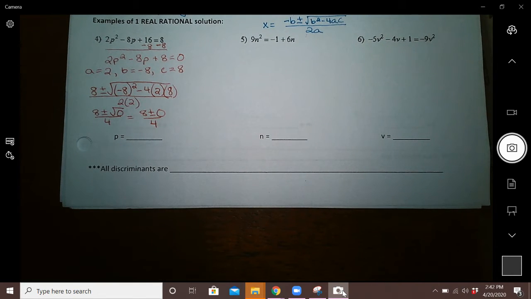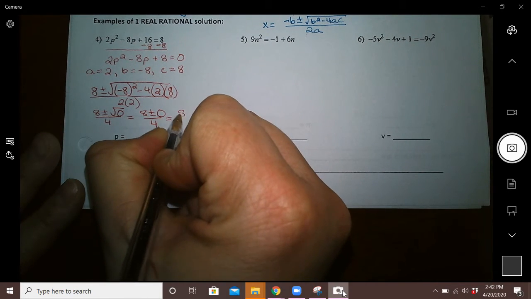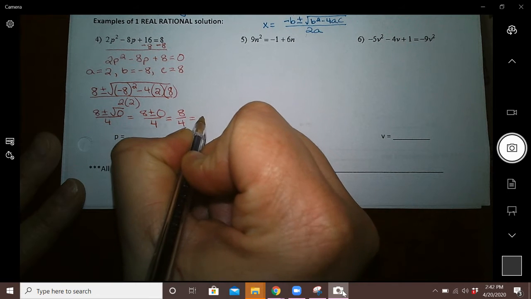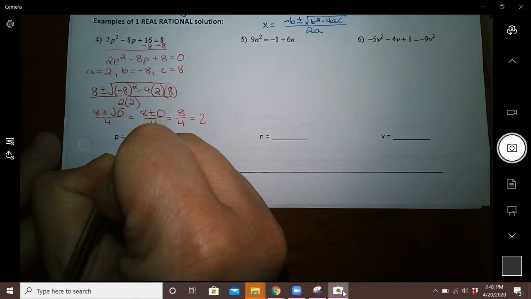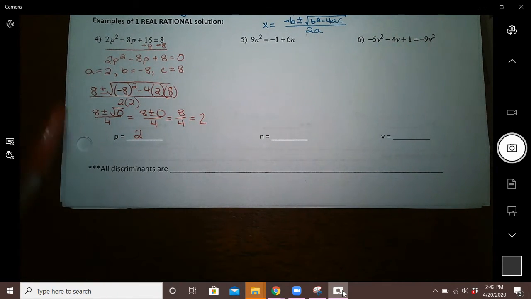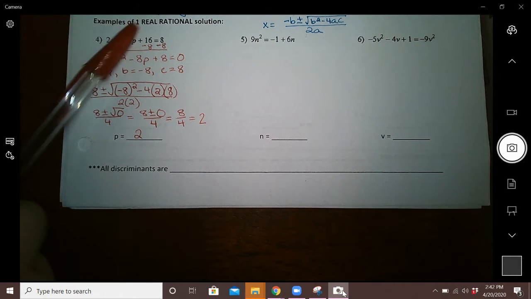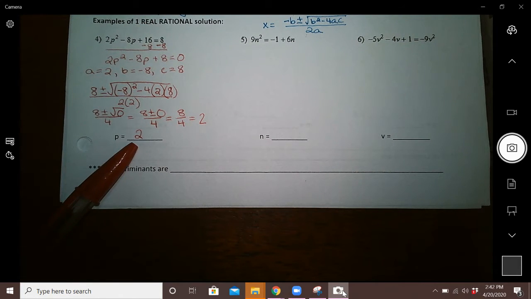Now, in our last video, this is where we broke it up and we did 8 plus a value and 8 minus a value. But this time, that value is 0. So if I add 0 or subtract 0, it's not going to change. So this will just be 8 over 4, and 8 divided by 4 is 2. So now I'm getting one real rational solution. Not two solutions, just one.